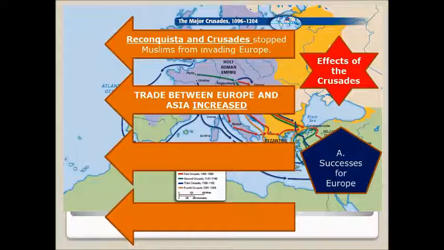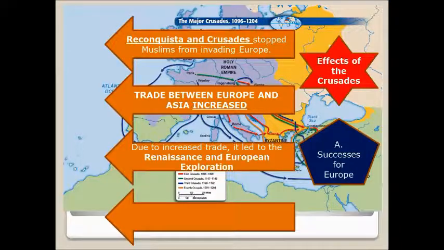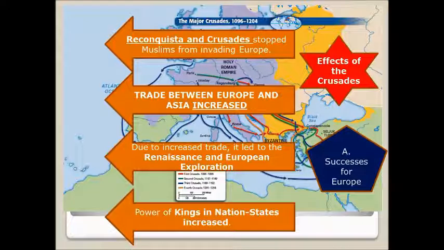So Europe starts to move out of this dark time period of the manor system and feudalism, and they start to open things up, which eventually leads to our next unit of study, which is going to be the Renaissance. And eventually it leads into the European exploration. So because of the Crusades, it accelerates Europe moving out of what we call the Dark Ages or the Middle Ages. And finally, the power of kings and the nation states increases. We're going to learn in a moment the power of the Pope decreases, but the power of kings, the power of nation states increases. So these are kind of some of your successes.